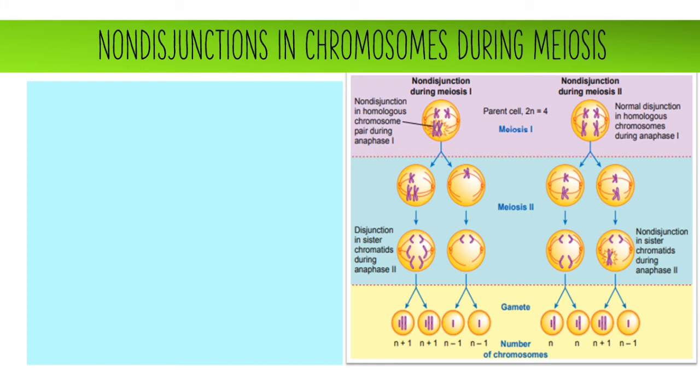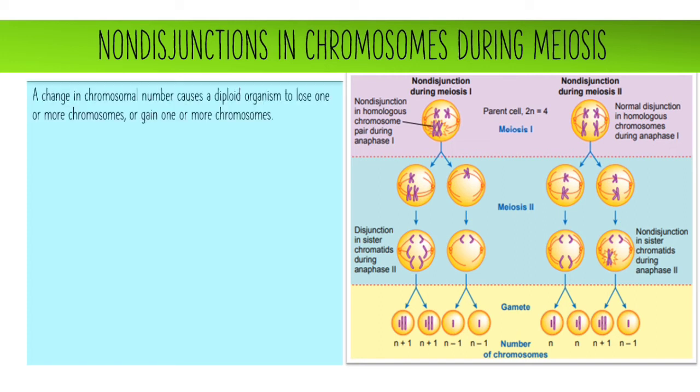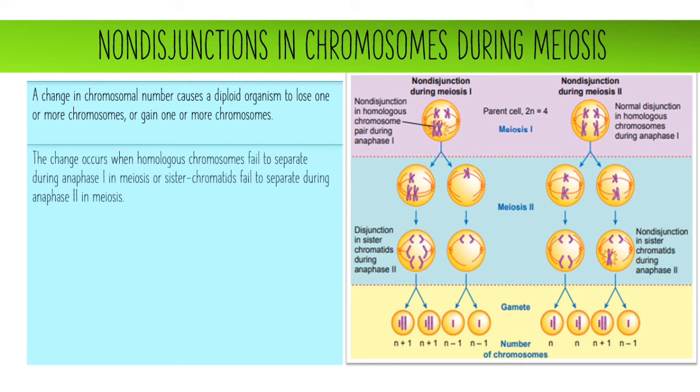Okay, it's called non-disjunction in chromosome. So a change in chromosomal number causes a diploid organism to lose one or more chromosomes or gain one or more chromosomes. The change occurs when homologous chromosomes fail to separate during anaphase 1 in meiosis, or sister chromatids fail to separate during anaphase 2 in meiosis. Okay, look at the picture. So this is anaphase 1. Okay, anaphase 1, the homologous chromosomes fail to separate.